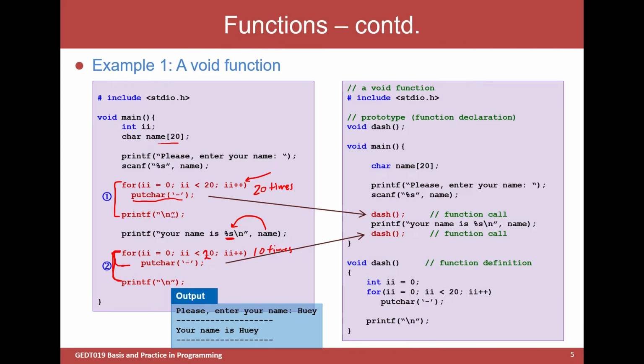Because this code is repeated twice, I can take this code and put it inside a function, and then replace this code by the name of the function. So we will just have a dash function here, and I'm calling the function, and this function will be the code we copied. So this code will be in the dash function. Let's see how we can do this.